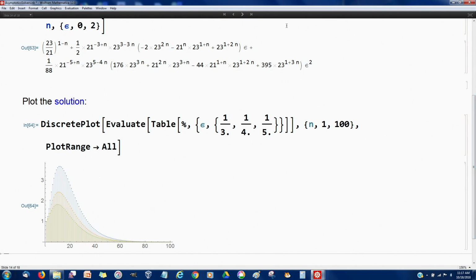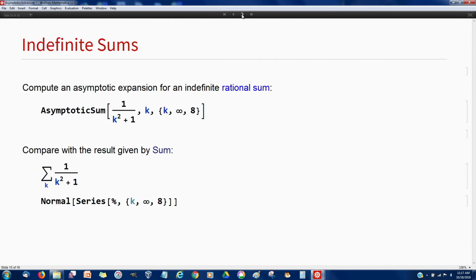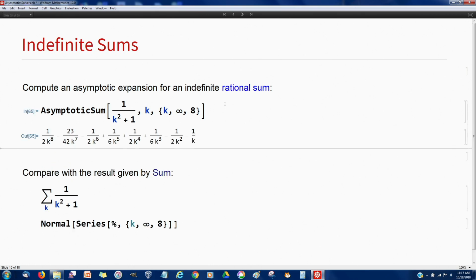So on to the next theme, which is asymptotic sums. Now, for version 7, we actually did a really nice job of summation, and I thought there's nothing more to do over here. At that point, we had done every single algorithm we knew about, and I was not too keen on doing this function at all, but I've learned a lot. So here's the first example, a rational sum, 1 over k squared plus 1, and I ask for an asymptotic, and I get back a series at infinity.